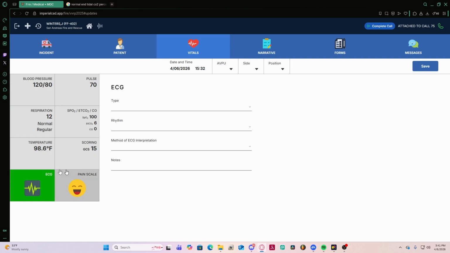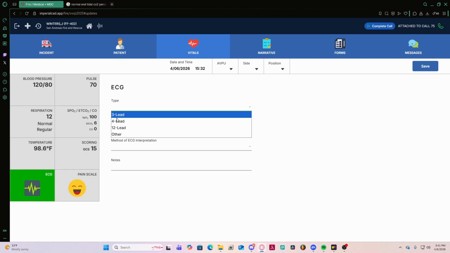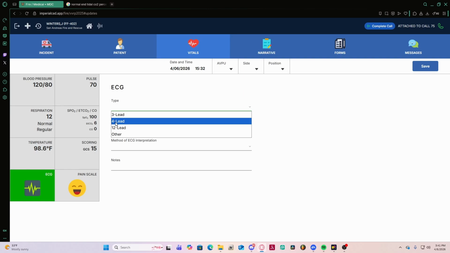ECG, you might not even do this every call. So 4 lead is going to be your standard. Like, hey, we're just checking it out. You can also save it. If you didn't do an ECG, you can save it and you didn't do it. It doesn't matter. You don't have to put it in.